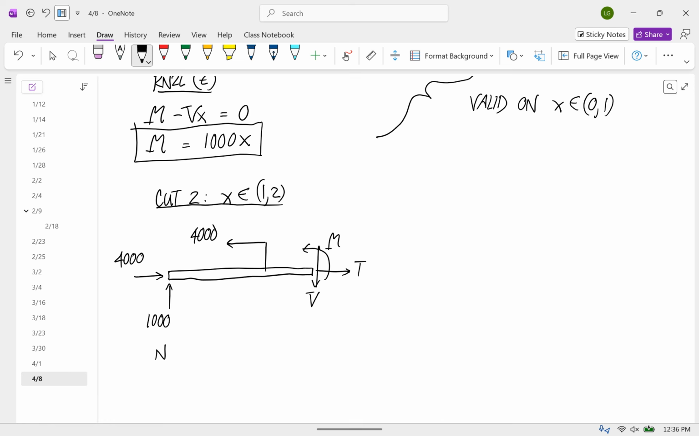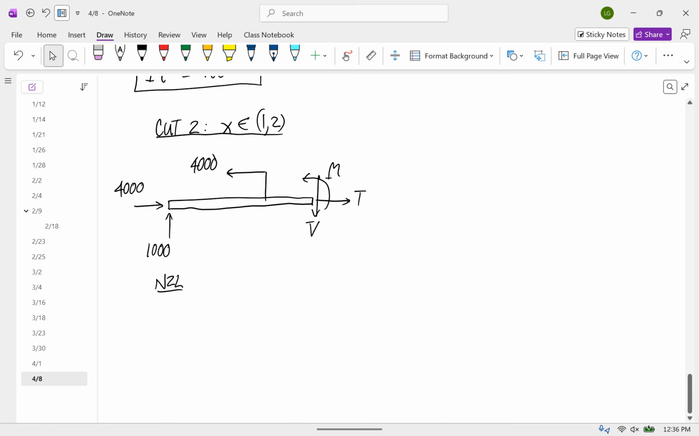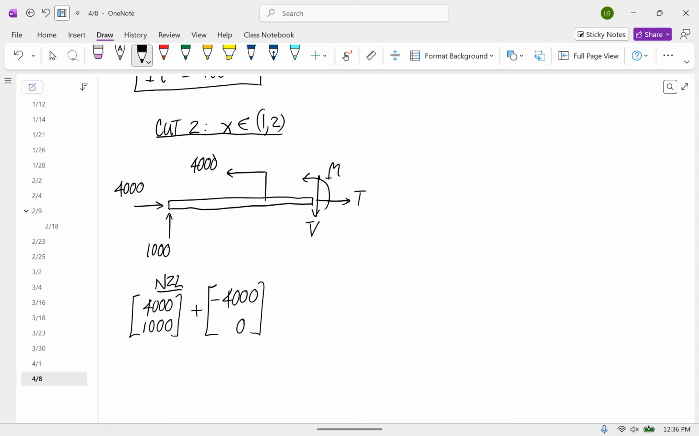And so Newton's second law says 4,000, 1,000 plus negative 4,000, 0 plus T, negative V is equal to zeros. So T is equal to 0. V is equal to positive 1,000.